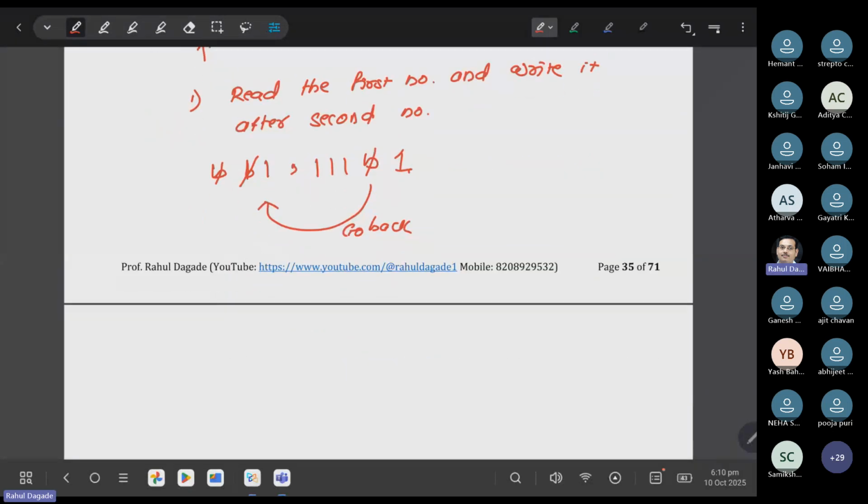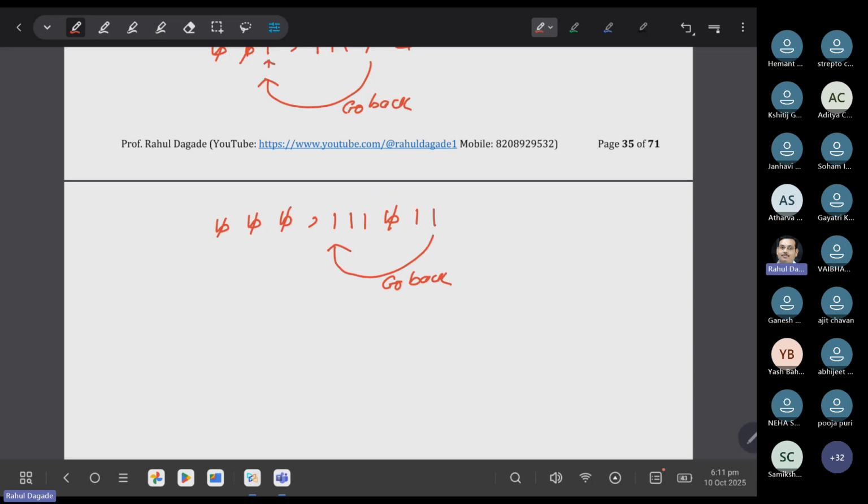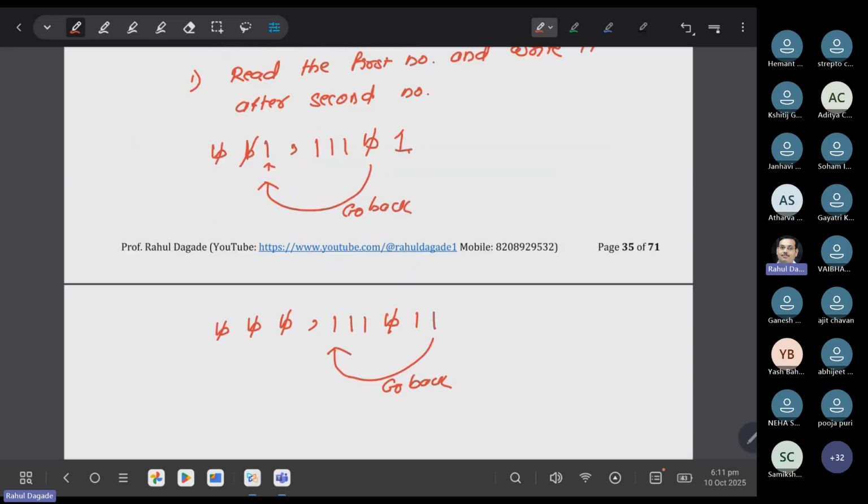Then we will convert the next number to blank. The next number is this one, so convert that into blank and then move forward. After the blank, we have already written 1, and after that 1, write 1. Then again go back. After this step, you see that the first number is written after the comma.